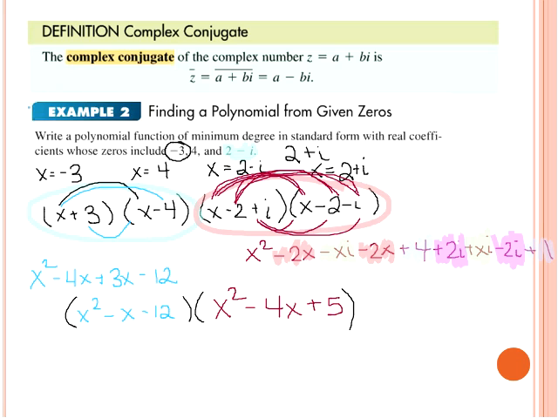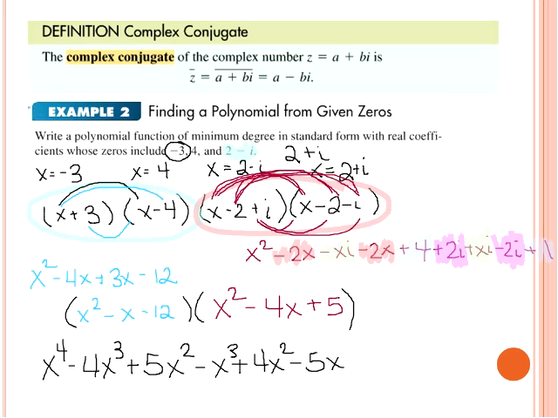x squared times x squared is x to the 4th, then minus 4x cubed plus 5x squared. Then we'll distribute the negative x. So that'll give us a negative x cubed, a positive 4x squared, and a negative 5x. And then lastly, we'll distribute the negative 12. That gives us a negative 12x squared, a positive 48x, and looks like a negative 60 at the end.